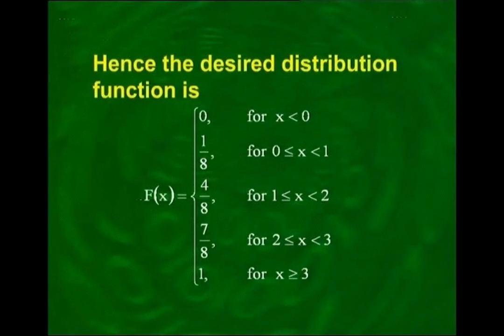Hence, the distribution function of this particular probability distribution is capital F of x is equal to 0 for all those x values which are less than 0, it is equal to 1 over 8 for all those x values which lie between 0 and 1, including 0 but excluding 1. It is 4 by 8 for x lying between 1 and 2, including 1 but excluding 2. It is 7 by 8 for x lying between 2 and 3, 2 included but 3 excluded. And it is equal to 1 for all values of x greater than or equal to 3.